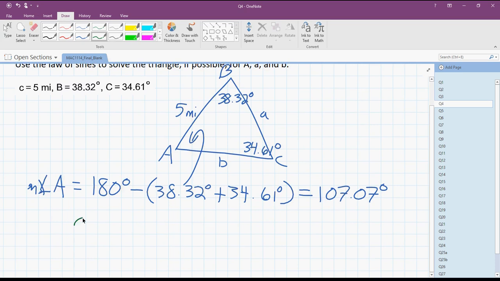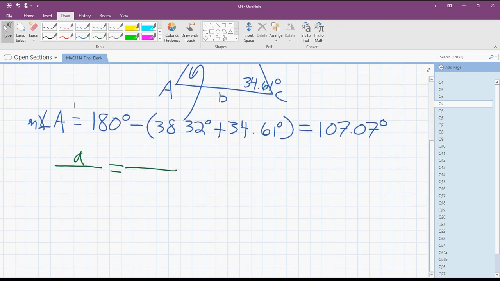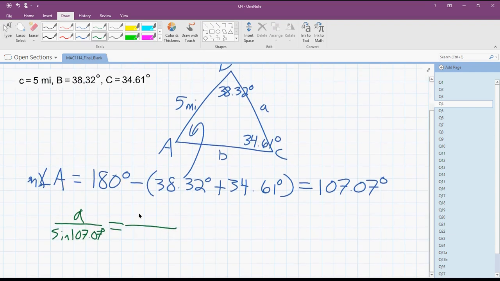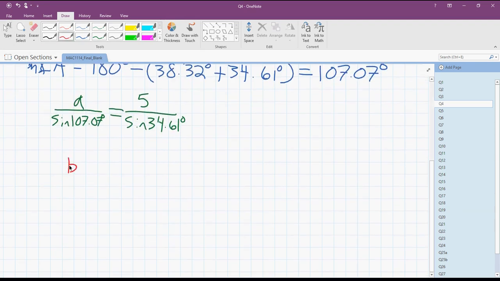So what does side a look like? Okay. Side a over sine of 107.07 equals 5 over sine of 34.61. And again, this will look extremely similar when you do b, except instead of a, it'll be b this time, and instead of sine 107.07, it'll be 38.32 degrees. So when you set up that one, it looks the exact same as what we just put right here.